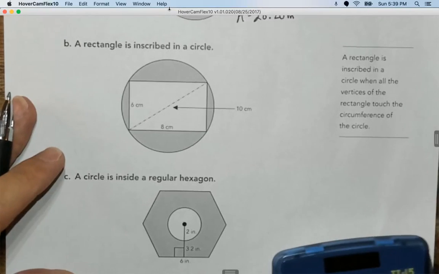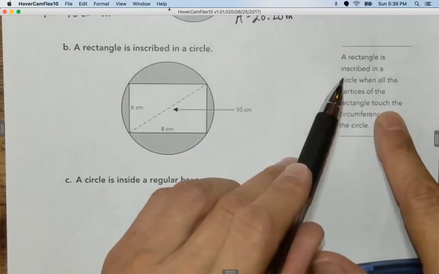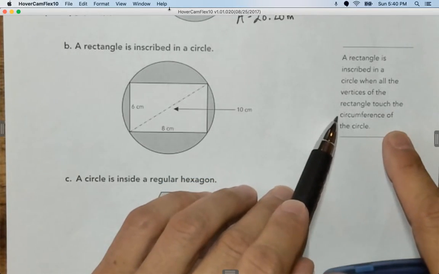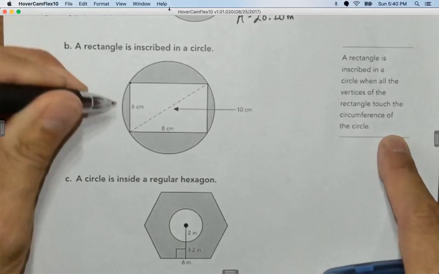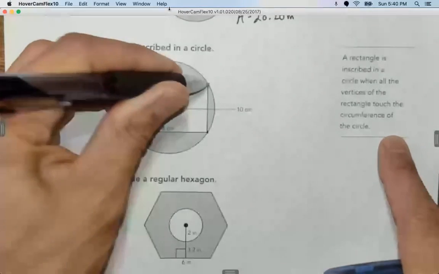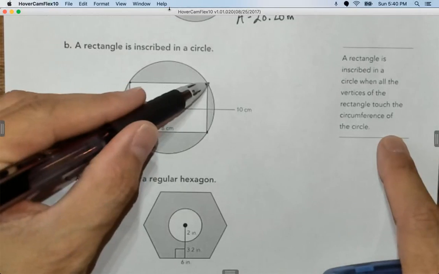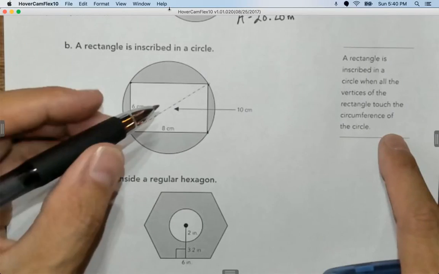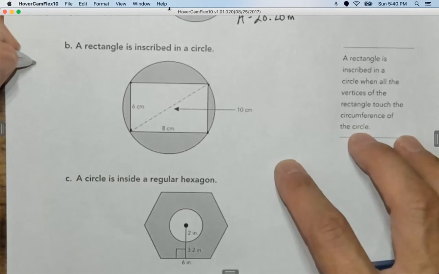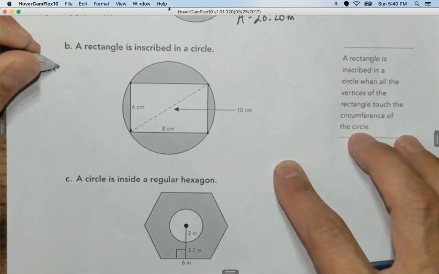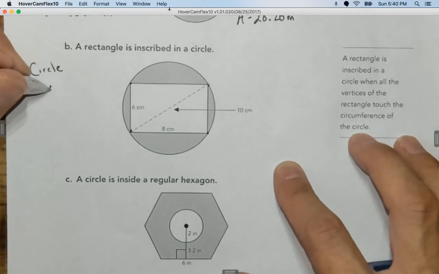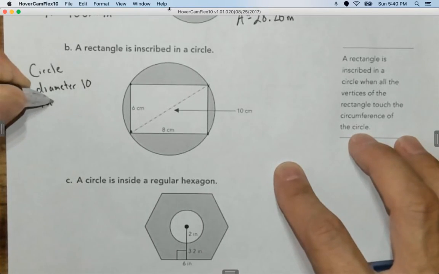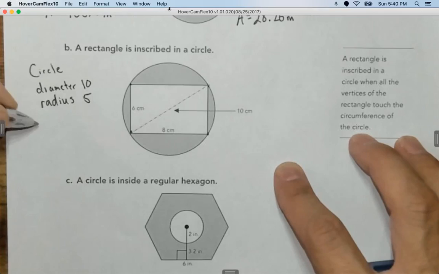Next one. Over here, it tells me a rectangle is inscribed in a circle when all the vertices of the rectangle touch the circumference of the circle. So this touches, this touches, this touches, and this touches. And with that, they showed the diagonal here, and they showed that that's 10 centimeters. And since they both touch the outside, that means that 10 centimeters is the diameter. And so for the circle, if the diameter is 10, then the radius would be 5. And now we can find the area of the circle.